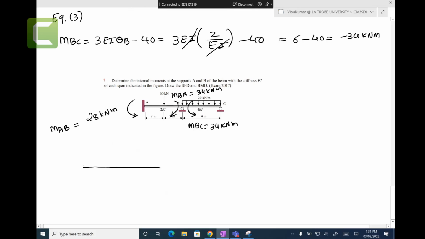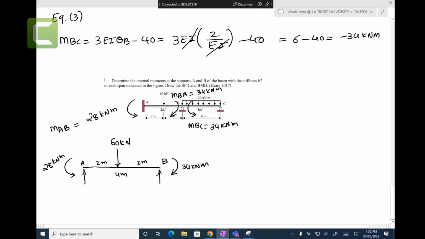That you have joint number A, joint number B. It has a moment of 28 kilonewton meters. It has a moment of 34 kilonewton meters, and it has 4 meters here, and it has a loading of 60 kilonewtons with 2 meters each side.